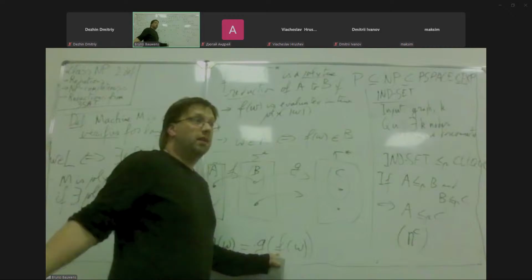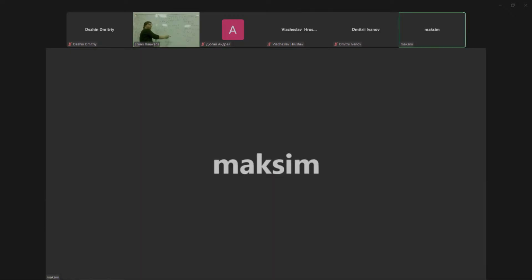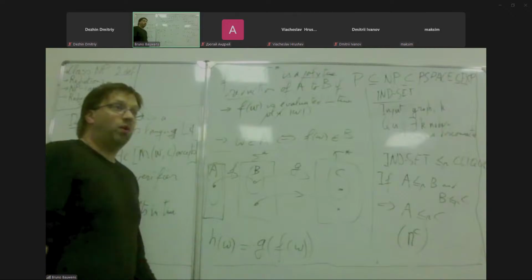The machine making the transformation of F cannot write more than its runtime.